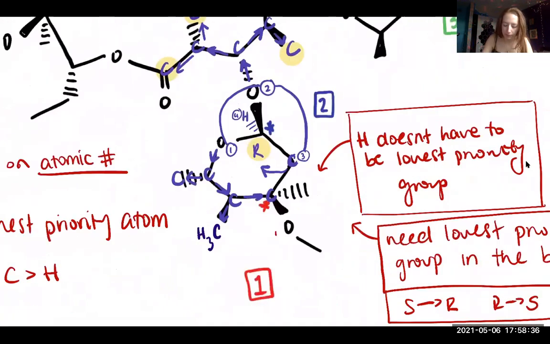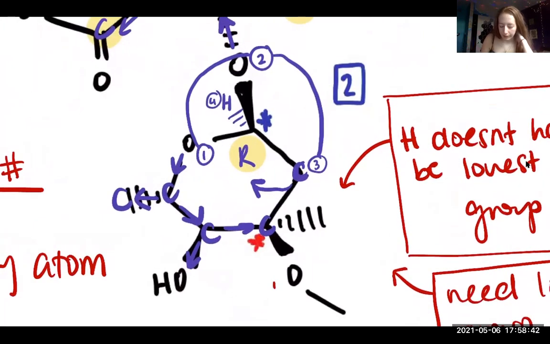So what I was saying, let me erase this. We established that we need to go 1, 2, 3, and we found we have R here. And sorry, 1 second. We don't need to flip anything because our lowest priority group is in the back where it should be. So then we will get R as our answer for this as well.